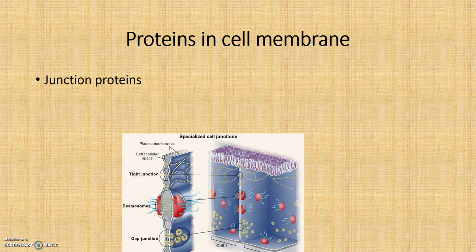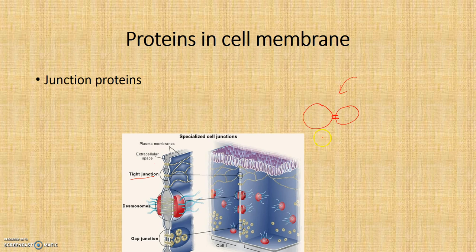Junction proteins are those that bind, attach, connect two different cells. The first one we are doing are the tight junctions. Tight junctions are like hooks, going in a zipper-like fashion. As a result, these two cell membranes, these two cells, are hooked together very, very close. This will not allow anything to seep through.